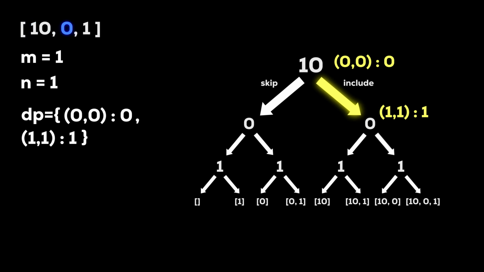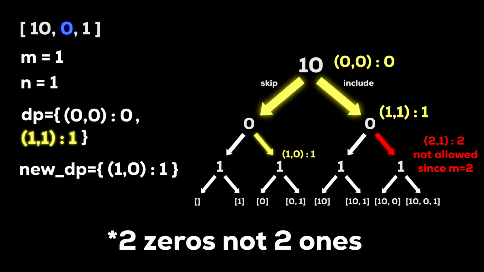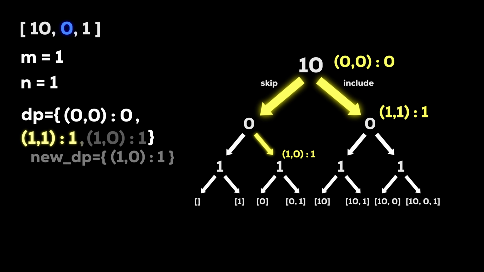Moving on to the next element of 0, can it be added to the first element in DP? In this case, it can. However, we can't update DP right away because we're currently iterating through it. So we need to store all of the updates in a separate dictionary called newDP. What about this path? Can 0 be added? No, because that would mean we have 2 ones in our subset. So we don't care about that path and don't need to cache it. Now that we've iterated through all of DP, we can then update DP with the entries in newDP.